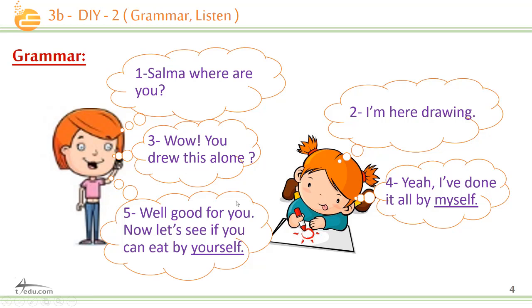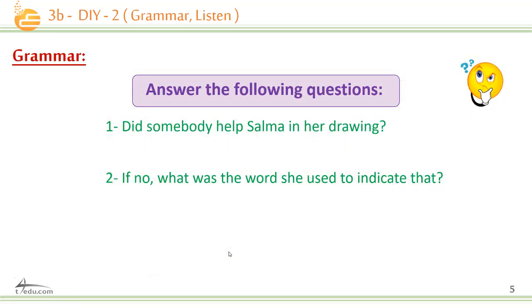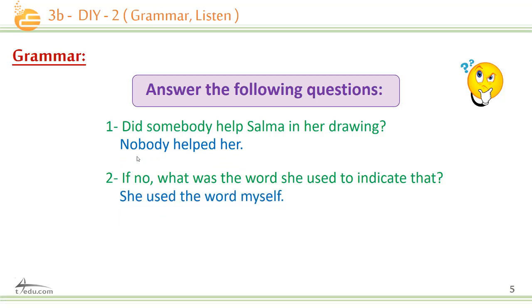Okay, so look at these underlined words. Myself and yourself. Now look at the questions. Answer the following questions. Did somebody help Selma in her drawing? Nobody helped her. Very good. If no, what was the word she used to indicate that? She used the word myself. I've done it all by myself.